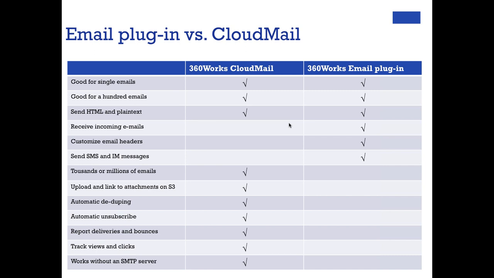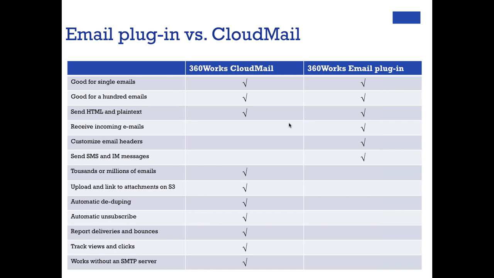The other features that I have here are all reasons that you would use CloudMail. If you're sending very large quantities of emails, or if you want to automatically be able to upload attachments to S3, that's a feature specifically in CloudMail. The ability to dedupe all of your email messages is in CloudMail. The automated unsubscribe is only in CloudMail. All of the reporting things of deliveries, bounces, views, and clicks, that's all exclusive to CloudMail.